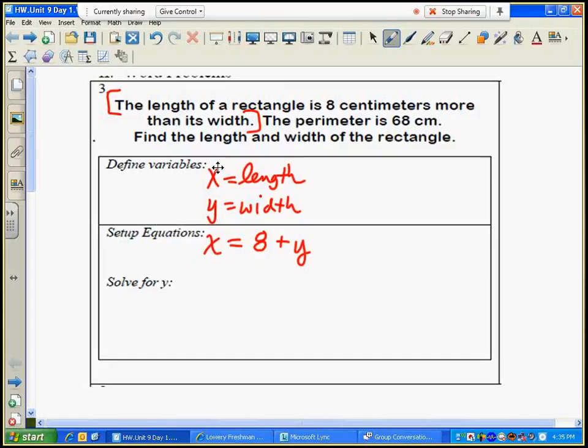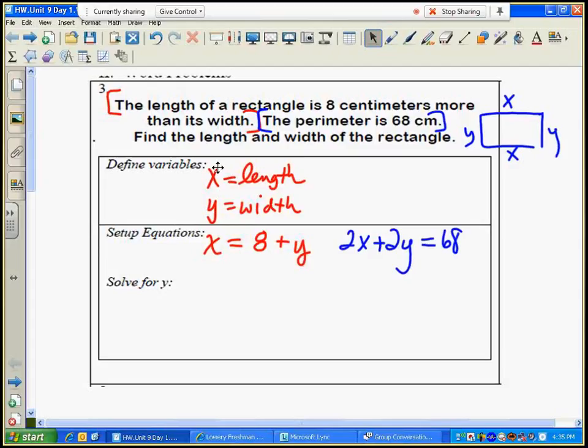Now you'll notice before we move on that equation is not quite ready to graph, but I can fix that in a second. All right, let's take a look at the second sentence. It says the perimeter is 68 centimeters. Okay, talking about a rectangle, perimeter, 4 sides. We're going to have 2 lengths and 2 widths. We'll go all the way around there. That means I'm going to have 2 x's and 2 y's will equal my perimeter of 68. That's 4 sides go all the way around to equal 68.